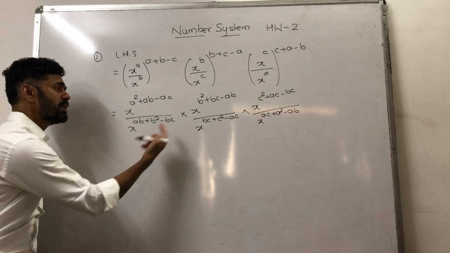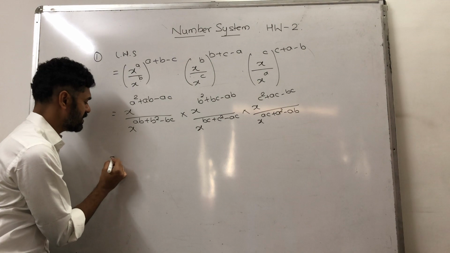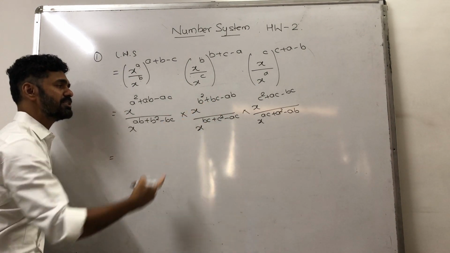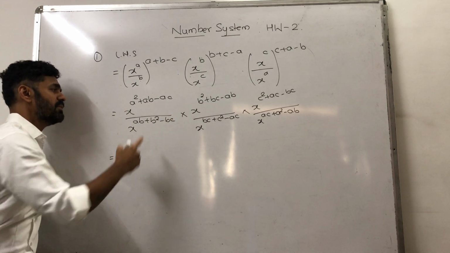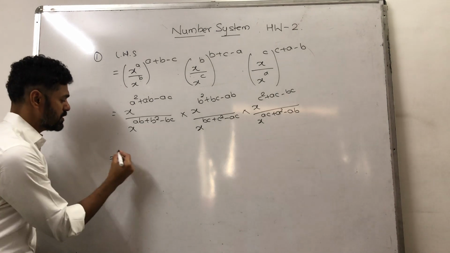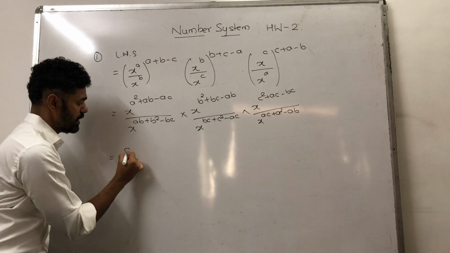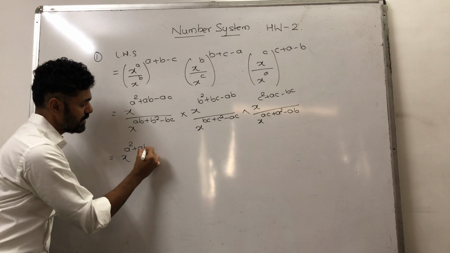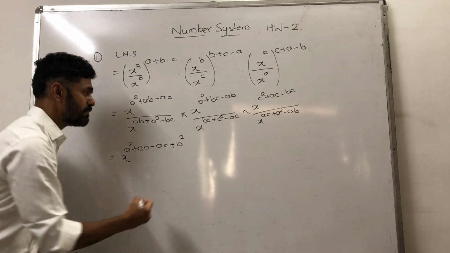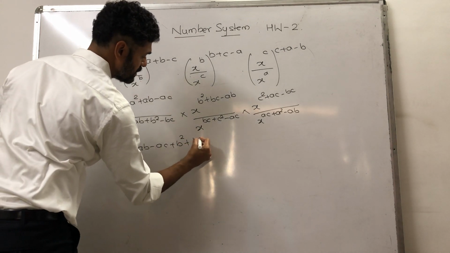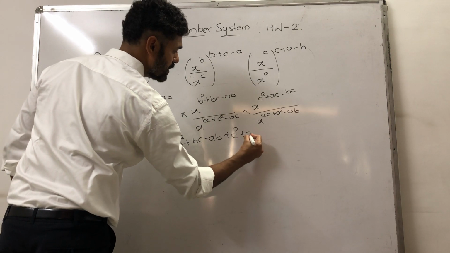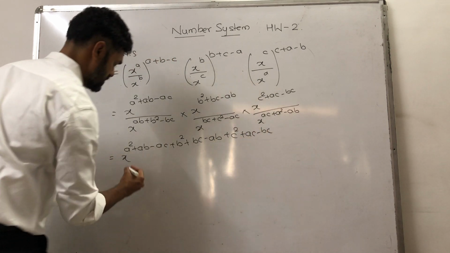Now you have 3 terms, all the 3 terms are in multiplication relation and they all have base x. So in multiplication you add the powers. For the numerator we have 3 terms with base x, we will add their powers, so we have x raised to a square plus ab minus ac plus b square plus bc minus ab plus c square plus ac minus bc.